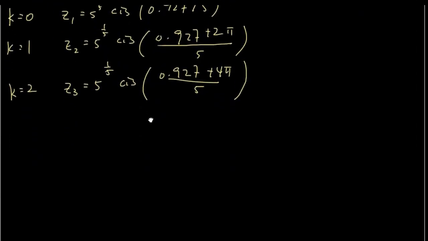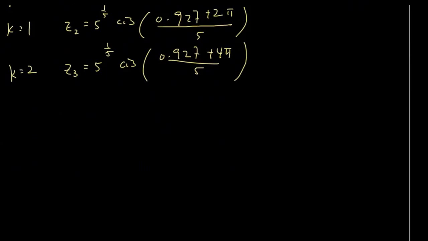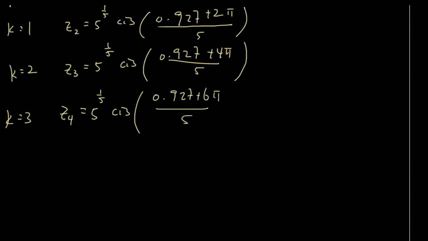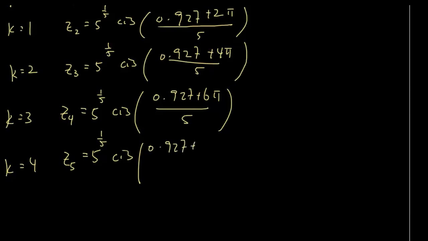Now let's do the rest, k equals 3 and k equals 4. For k equals 3, z4 equals 5 to the 1/5 cis of (0.927 plus 6 pi) over 5. And then the last one, k equals 4, z5 equals 5 to the 1/5 cis of (0.927 plus 8 pi) over 5.